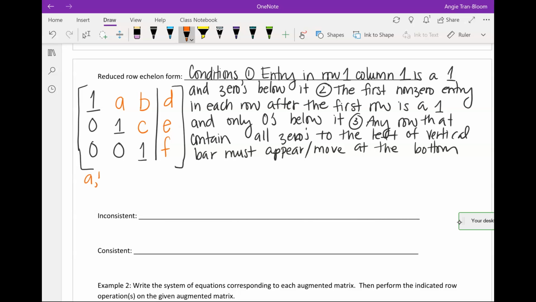Mind you that A, B, C, D, E, and F are all real numbers. That can be any number you like to use. It can be 0, it can be negative, it can be fraction, it can be decimal, anything you want. What's happening to the diagonals in your row echelon form? What's going on with these? They must be what? They must be all 1. Okay, so in the reduced row echelon form, they have to be all 1s.